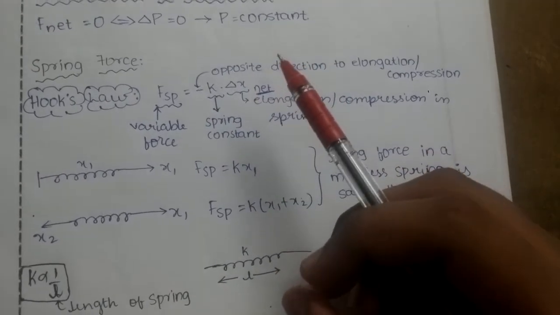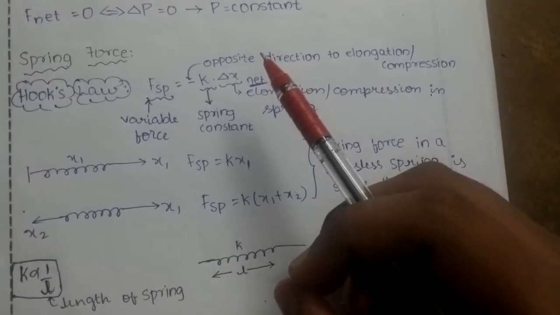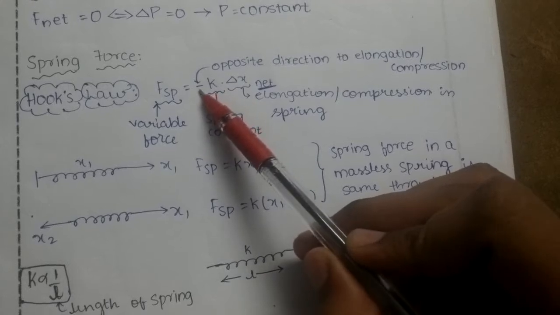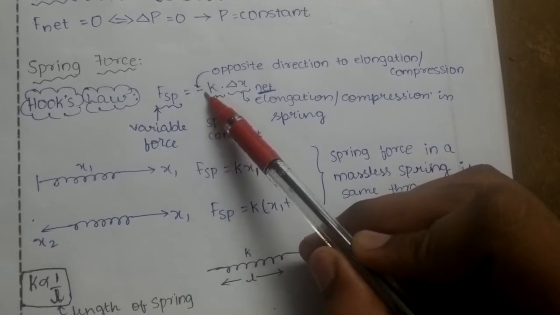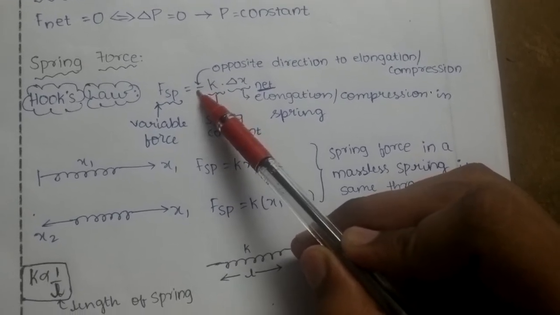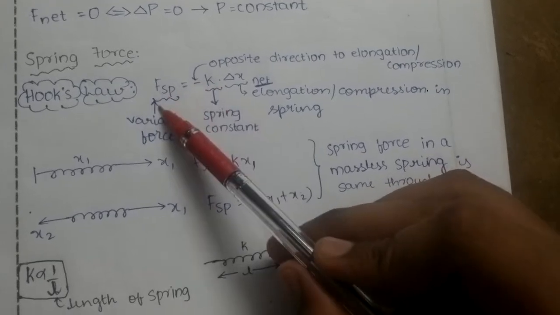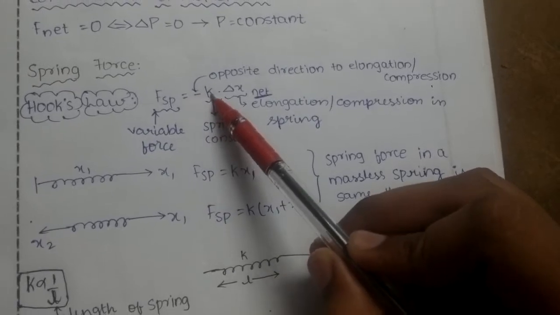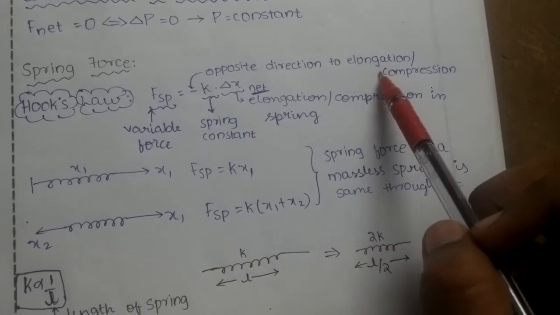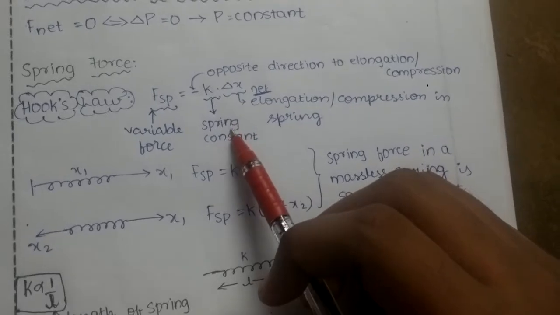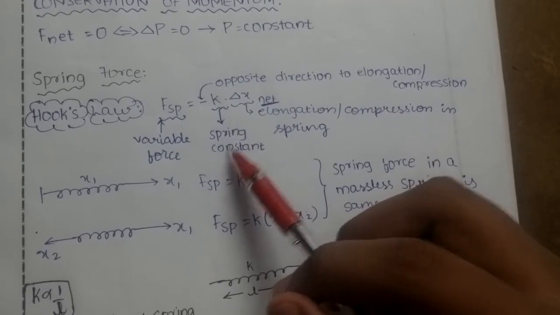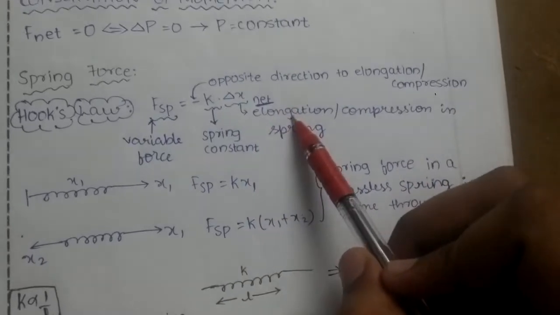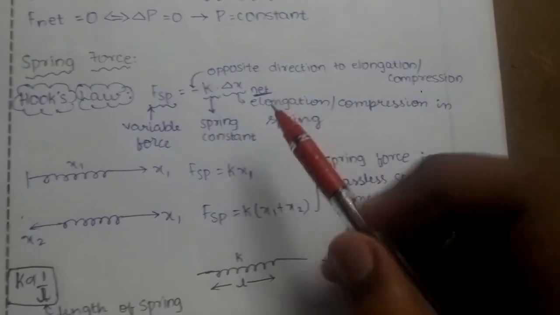Minus k delta x. The minus sign gives us information that it is opposite to the direction of the force acting on it. It does not give any magnitude. It just tells us the direction, as force has magnitude as well as direction. The negative sign implies the direction is opposite to elongation or compression. K is the spring constant. It is different for different springs. And delta x is the net elongation or compression in the spring.